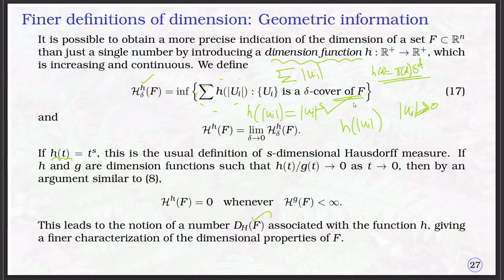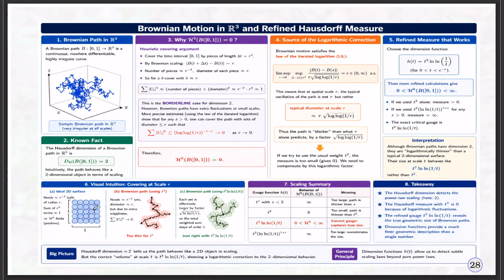So by taking h of t as different functions, we can get more information about the set F. Then we showed that the Hausdorff dimension found using this one and the Hausdorff dimension using all the previous covers are all equal. Now let us discuss some examples using this dimension function method. Then we will compare all four methods to find the Hausdorff dimensions by means of their covers.